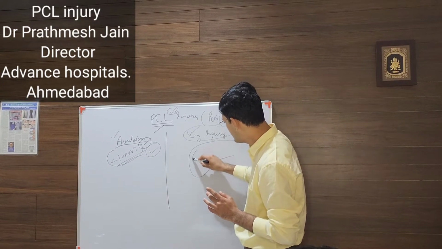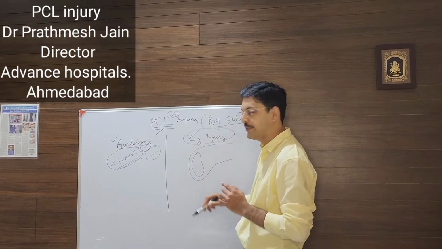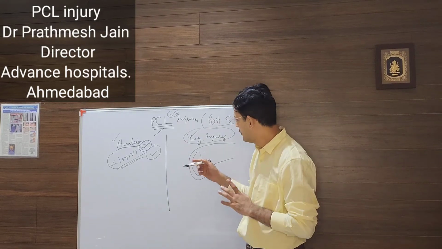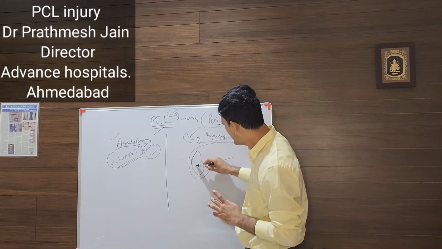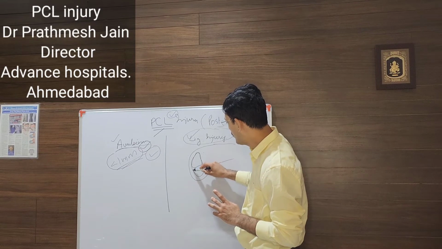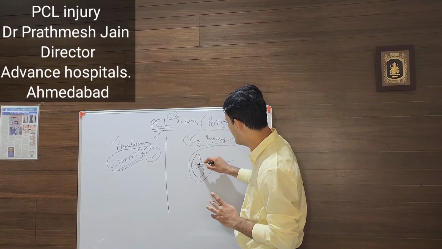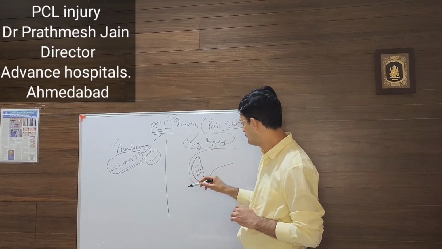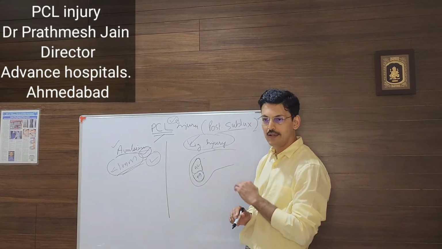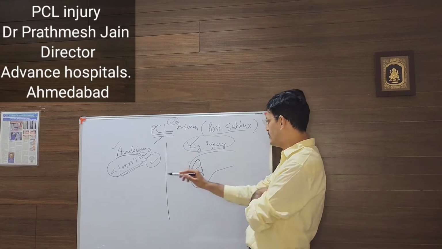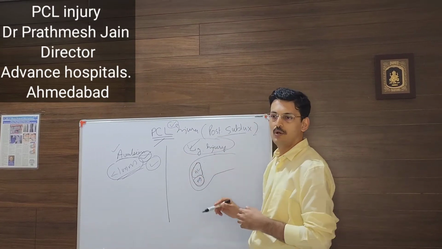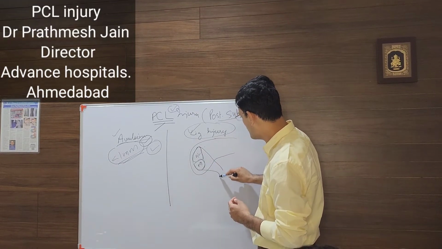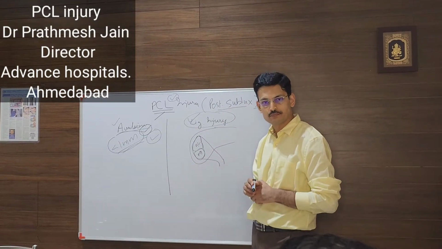and usually this is the attachment site of the PCL. PCL has got a broader attachment site as compared to ACL. The upper portion is the anterolateral bundle and the lower is the posteromedial. So AL bundle and PM bundle. Okay, AL and PM. AL is on the top, PM is on the bottom, and the ligament goes like this.